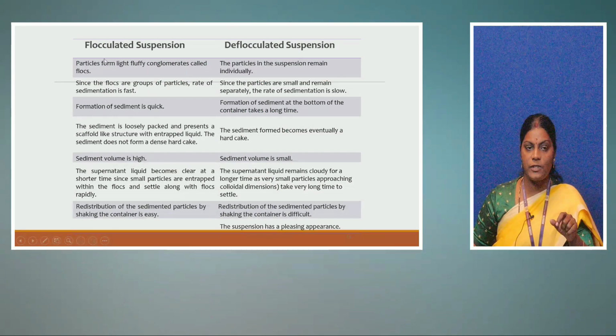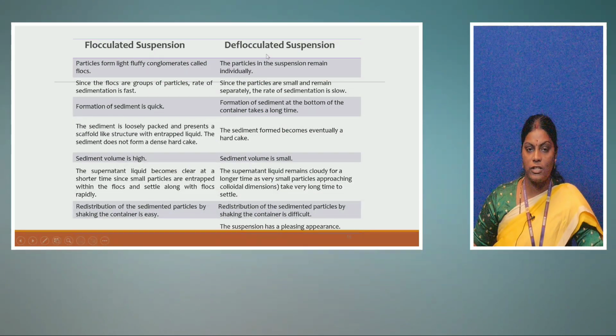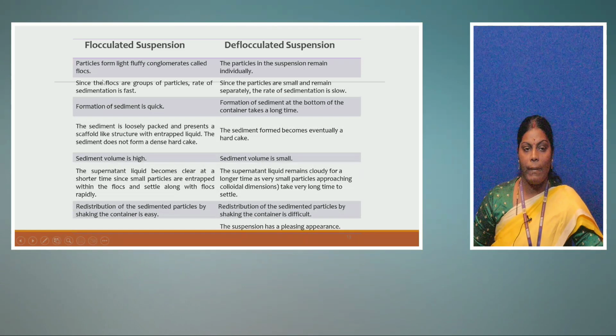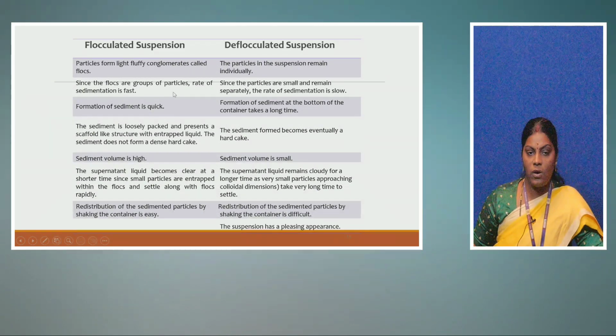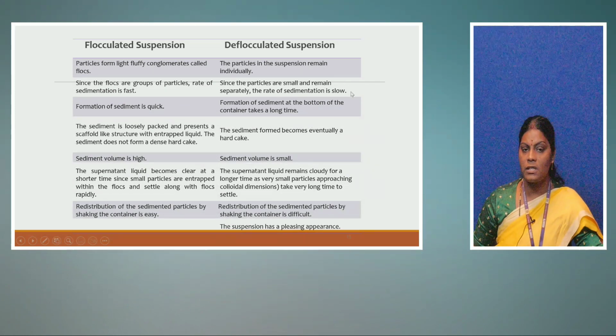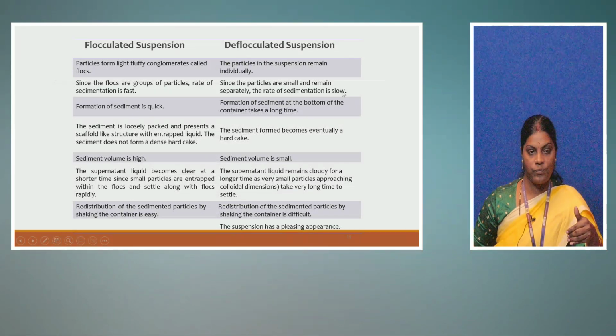Coming to the differences between flocculated and deflocculated suspension: in a flocculated suspension, particles form light fluffy conglomerates called flocs, but in a deflocculated suspension, the particles remain individual, and the flocs are groups of particles. The rate of sedimentation is fast in the flocculated system, and in the deflocculated system the rate of sedimentation is slow.